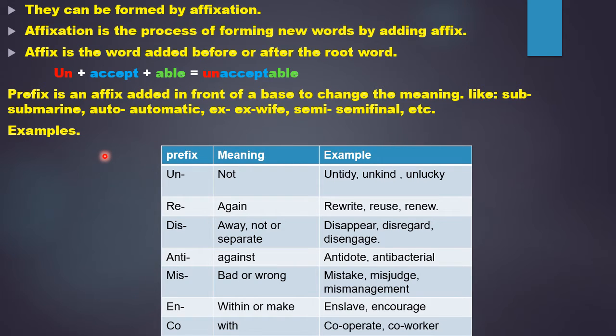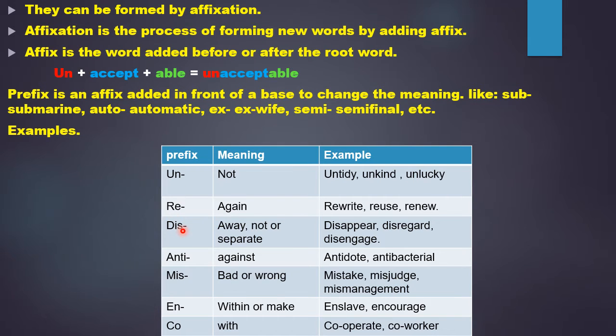Now let's see more examples on these prefixes and their meaning and some examples of the word that has prefixes in them. Now we have un. When you hear the word un means not. Now example, untidy. That is a place that is not tidy. That is a place that is dirty. Unkind. That is not kind. Unlucky. That when someone is not lucky, you say the person is unlucky. Then we have re. Re means again. Re means what? Again. Now re, take for example on the words that have re in them. Rewrite. It means to write again. Reuse. Use again. Renew.